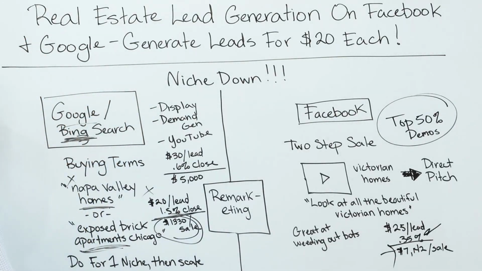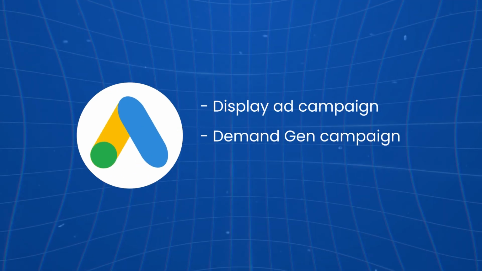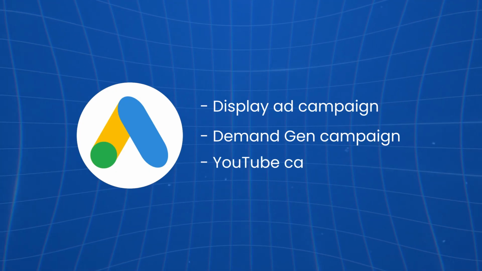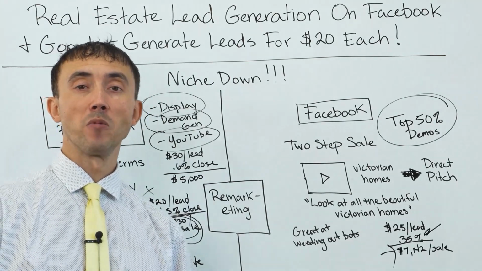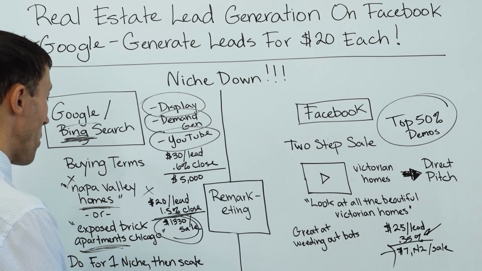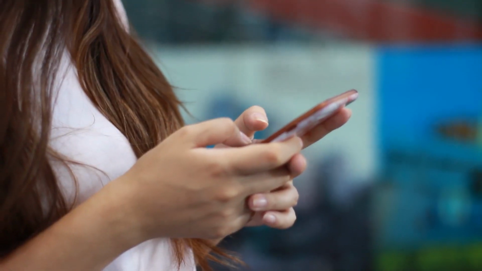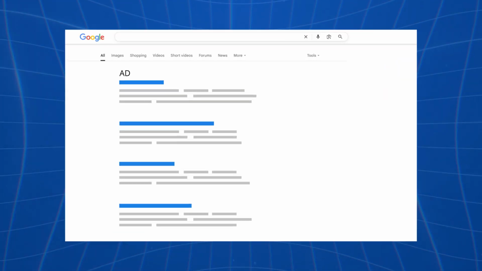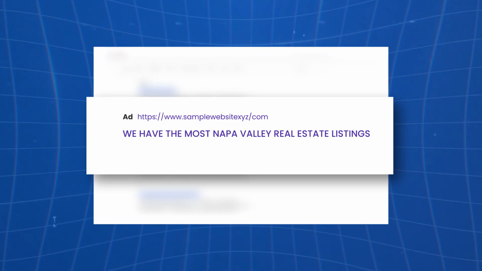Don't just go after Google and Bing search traffic. Once you got the Bing and search traffic done, then you can run your display campaigns through your Google Ads account, demand gen campaigns through your Google Ads account, and then your YouTube campaigns through your Google Ads account itself. And what you're doing is you're going to set up something called a custom intent audience. So targeting all the people who have recently searched on Google for Napa Valley homes or exposed brick apartments in Chicago and the like, so that if they browse the web in general after this, they're going to be hit with your ads that say, hey, we have the most Napa Valley real estate listings.